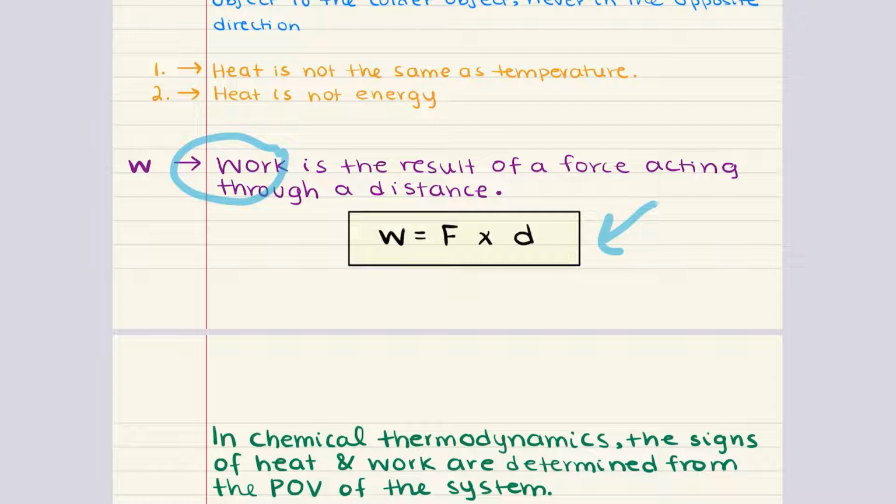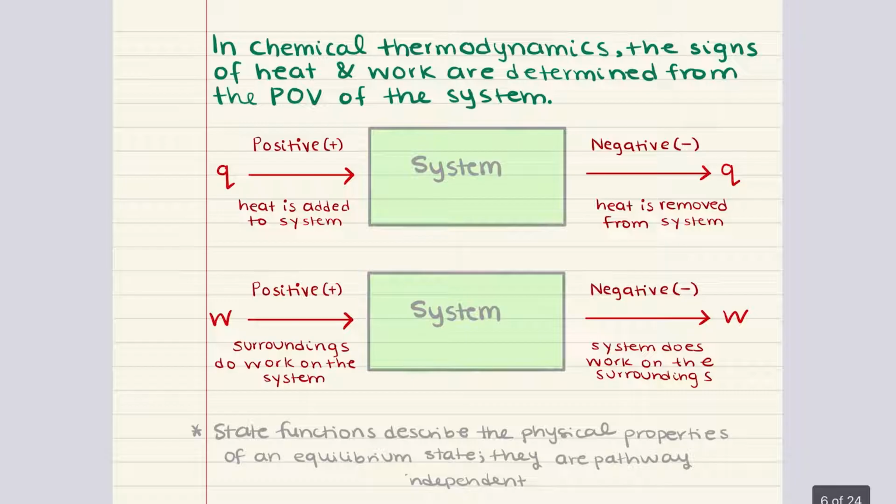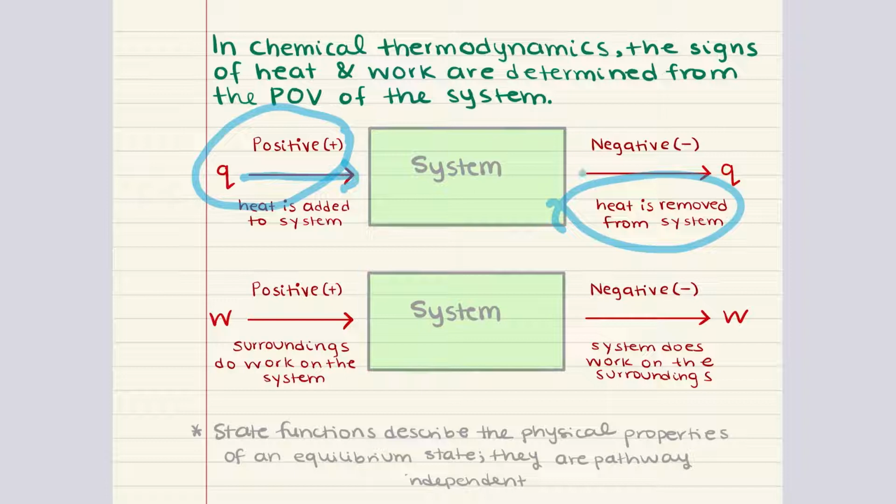Now, keeping in mind that heat and work are the two ways that we can transfer energy, let's go over our expression and how we're going to define the signs for heat and work. In chemical thermodynamics, the sign of heat and work are determined from the point of view of the system. When heat is added to the system, then heat will have a positive sign, so Q will be positive. When heat is removed from the system, then heat will have a negative sign. Q will have a negative sign.